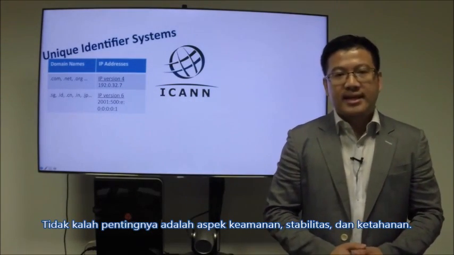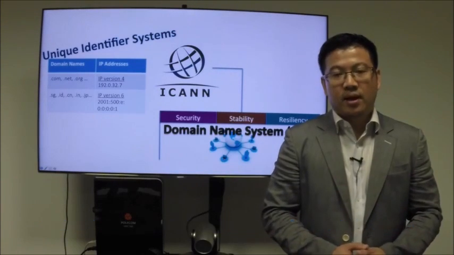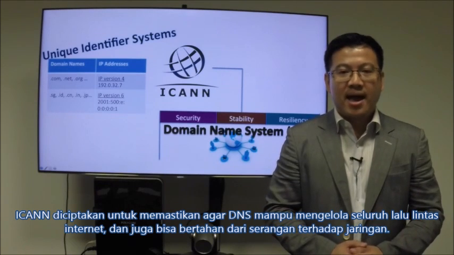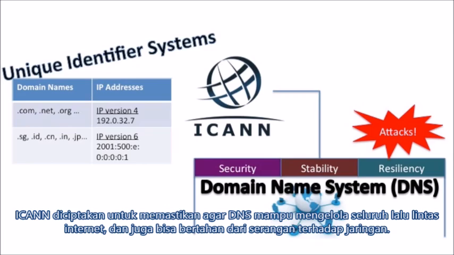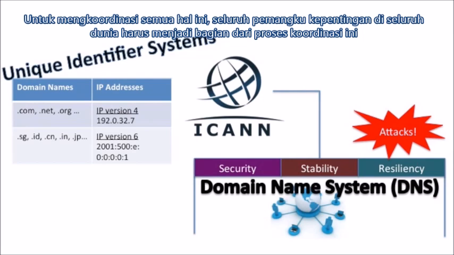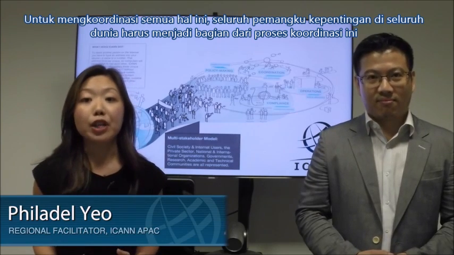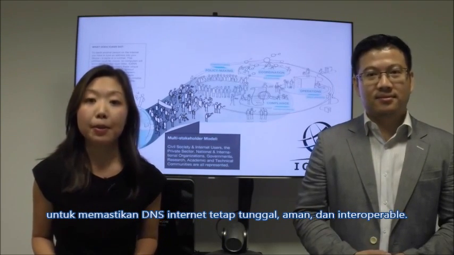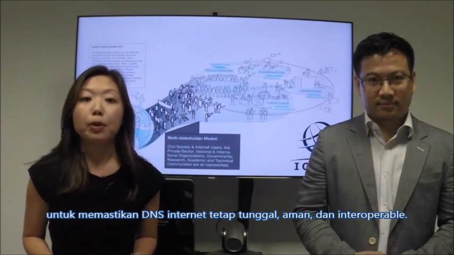Equally important is the aspect of security, stability, and resiliency. ICANN's role here is to ensure that the domain name system is able to manage the entire world's internet traffic, as well as withstand malicious attacks on our networks. To coordinate all this, all stakeholders around the world need to be part of this coordination process to ensure that the Internet's domain name system remains a single, secure, and interoperable one.